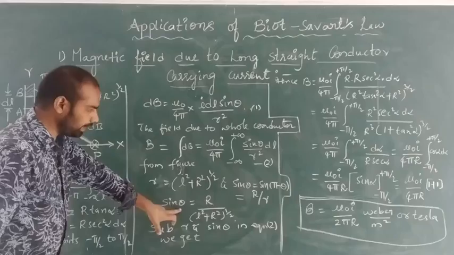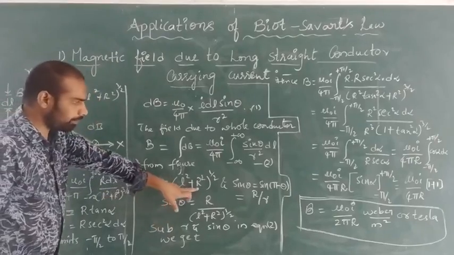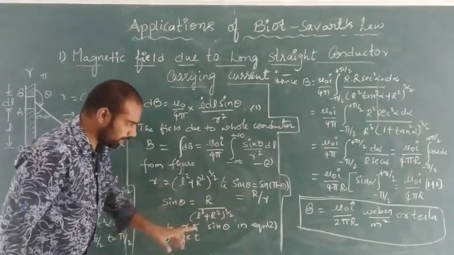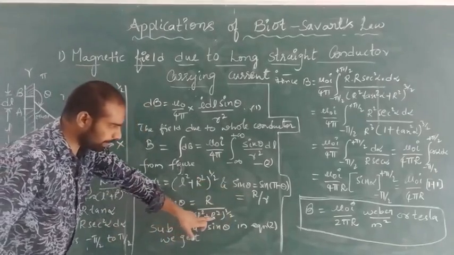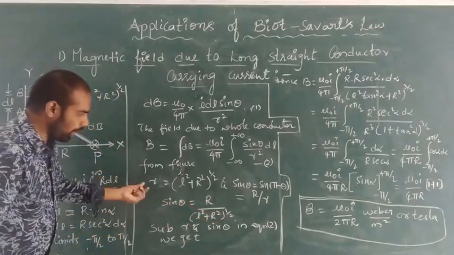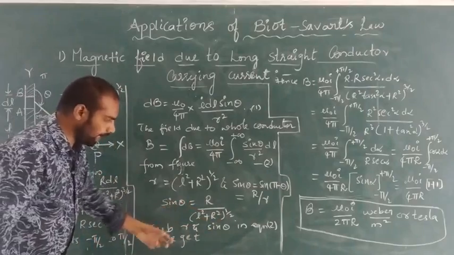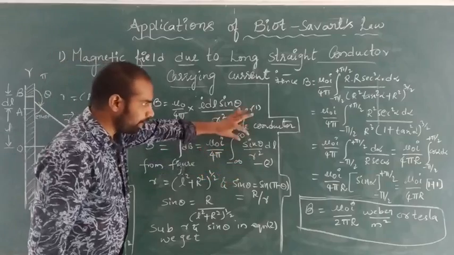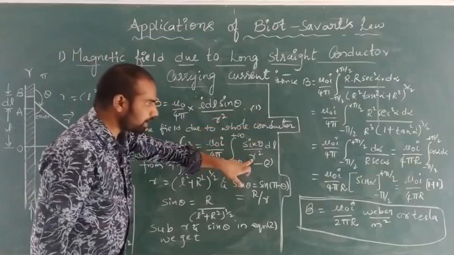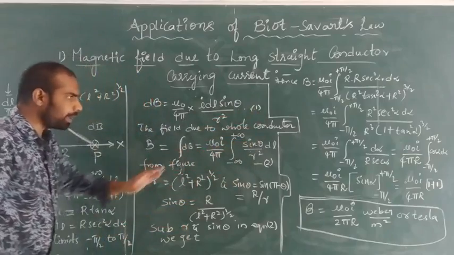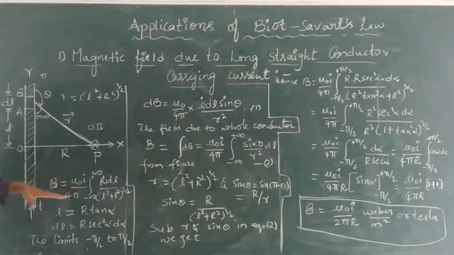Now, what about sin theta? We know the r value, x square plus R square whole power 1 by 2. So sin theta is equal to R by small r, which is nothing but R over x square plus R square whole power 1 by 2. Now, substitute small r and sin theta values in equation 2. We know the sin theta value and the r square value, so substitute these values in this equation.